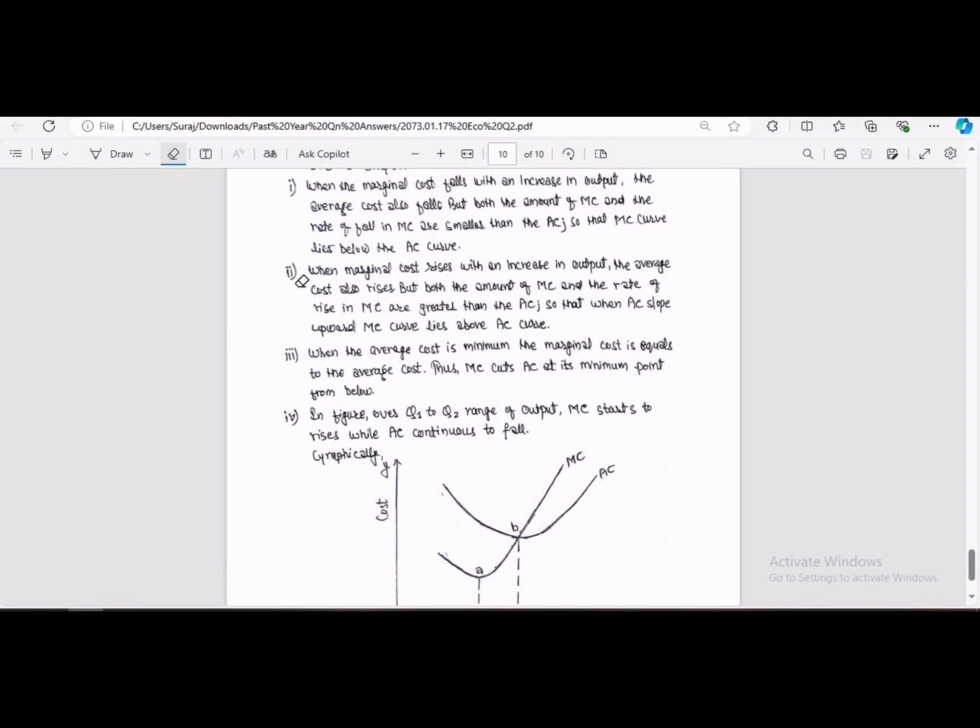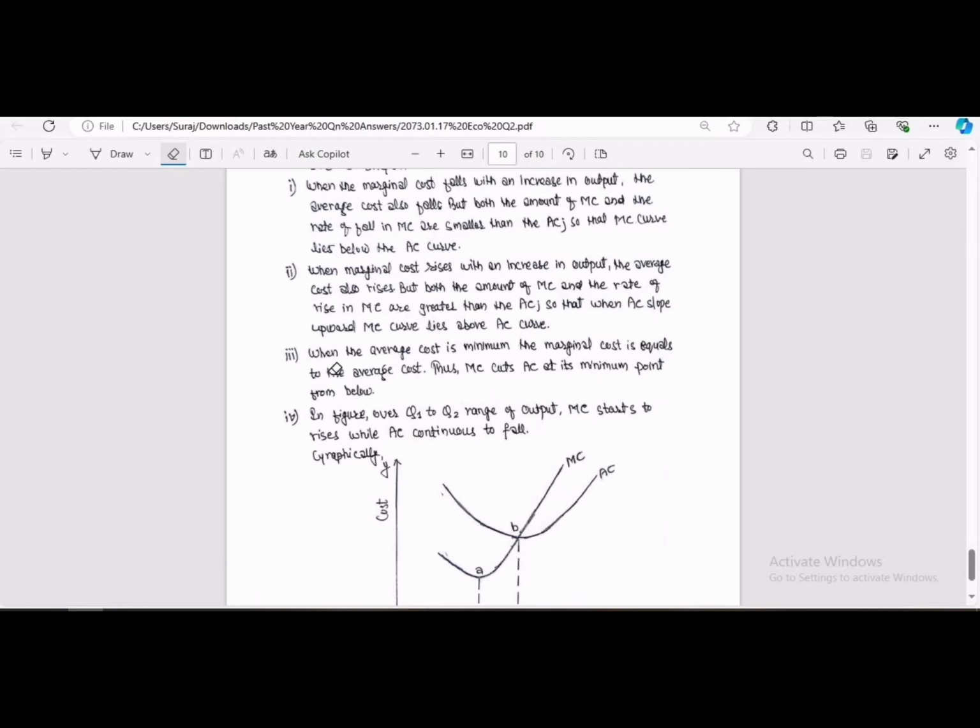Similarly, the second point. When marginal cost rises with an increase in output, the average cost also rises, but the same thing happens, means both the amount of MC and the rate of rise in MC are greater than AC, means MC moves faster than the AC curve.